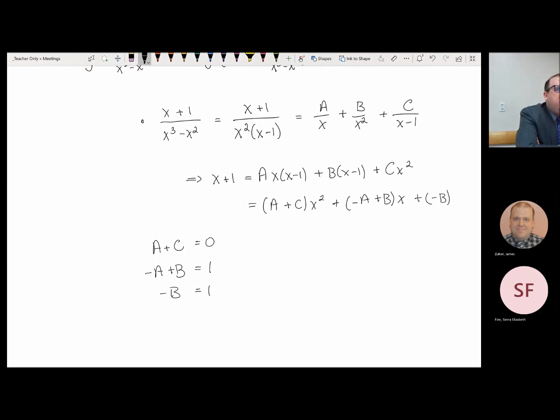This gives you a system of 3 equations and 3 unknowns. You should have studied that in algebra as well, how to solve that system. It's called the method of elimination. This system is actually very simple to solve. Right away, we know B has to be negative 1. If B is negative 1, then what does A have to be?